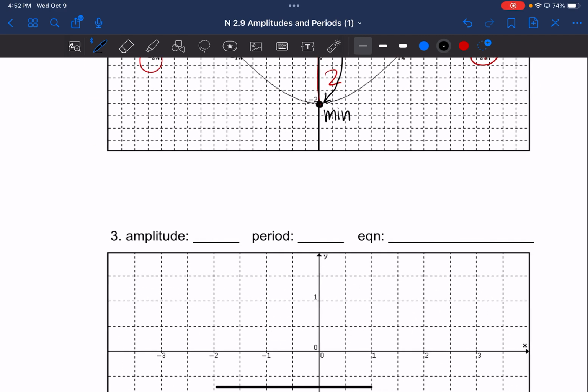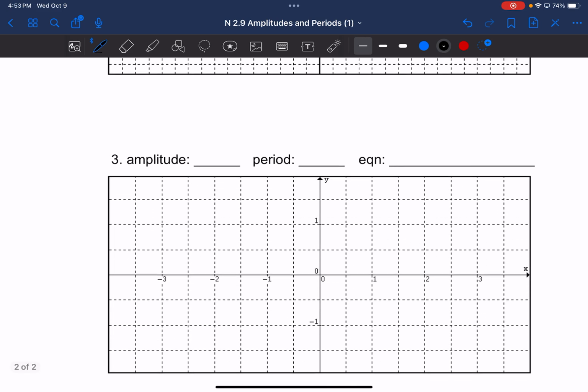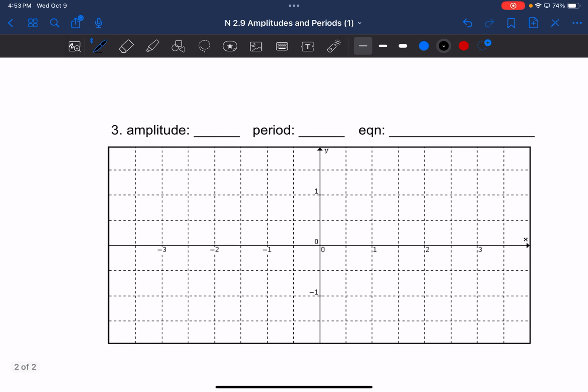All right, we got one more example here. And it says to give the amplitude, the period, and the equation. So for this information, we should have had a sketch of our graph. So I am going to provide you with the amplitude and the period so that you can then sketch your graph and give the equation. So the amplitude is going to be 1.5, while the period is going to be 4.